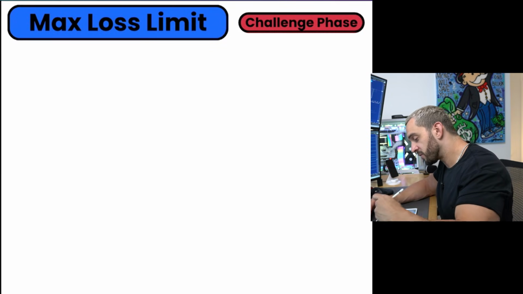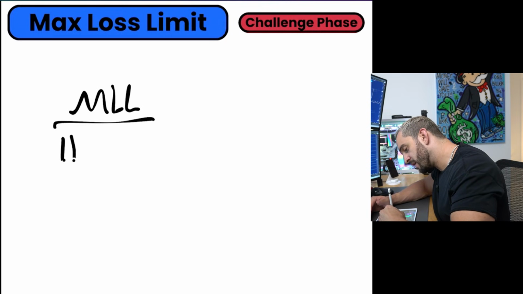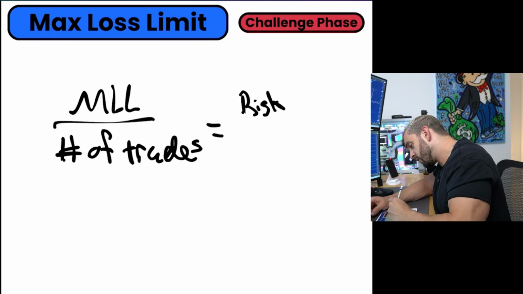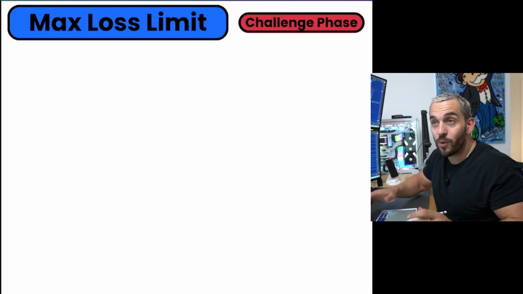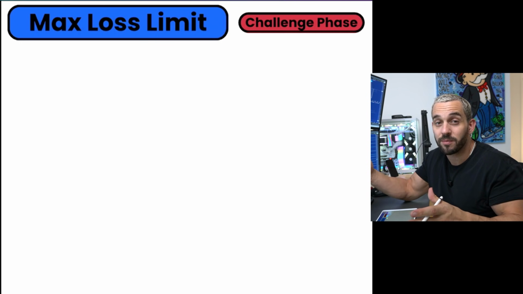So all you have to do for this formula to work is take your max loss limit and divide it by the number of trades that you want to take before you blow the account. The number that this formula gives you is your risk per trade, which is the first number for your trading plan. Remember, if you don't want to do any of that math, you can use the calculator below and just punch in your numbers and it'll spit out the trading plan for you.